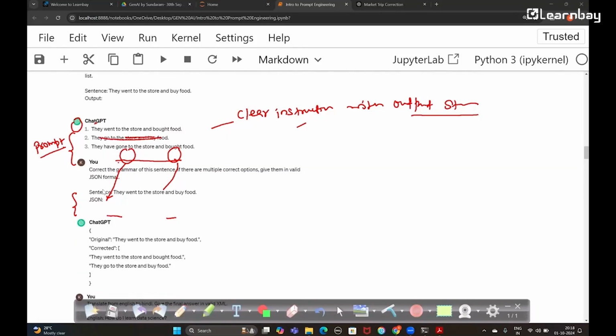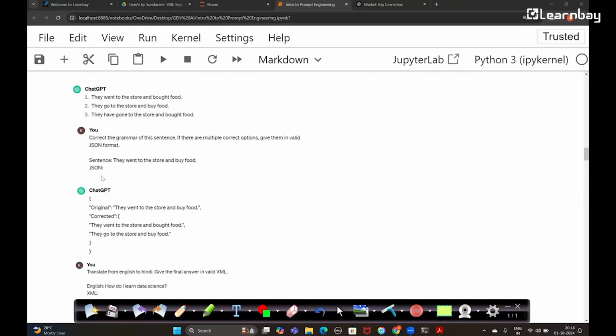Now, second example, you can see what I have done here. I said, correct the grammar of the sentence. If there are multiple correct options, give them in a valid JSON format. Here I have not given pointers, point 1, point 2, point 3. Now I'm saying you have to give these answers in JSON format. JSON is nothing but a JavaScript format, just like a dictionary, guys. Here the sentence is, they went to the store and buy food. When I write JSON format, they give a key and its value. Corrected is, they went to a store and bought food. We are getting the response.